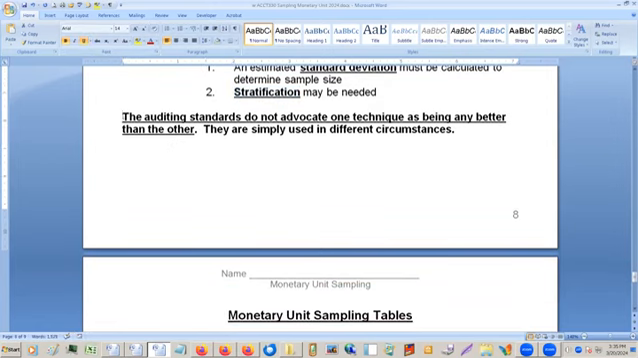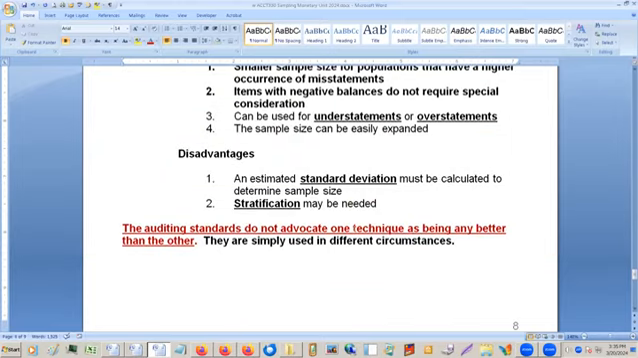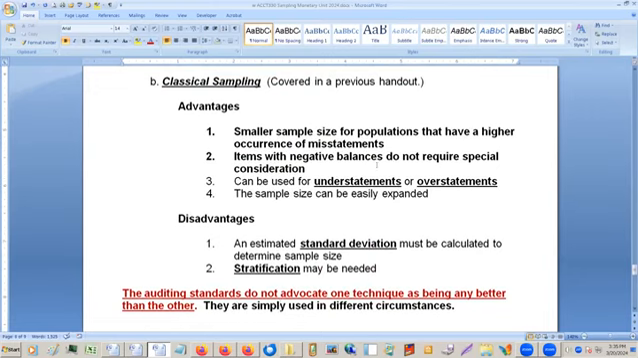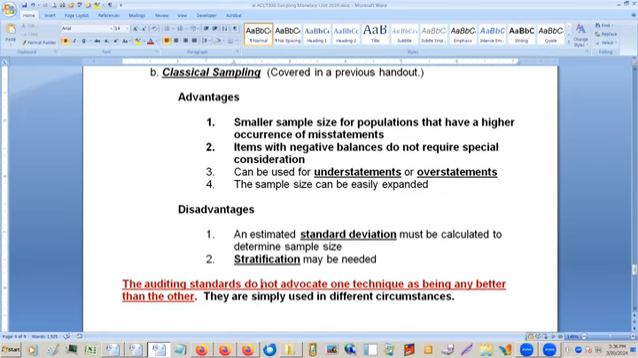The auditing standards do not advocate one technique over the other. They're simply used in different circumstances. Back in the wacky old days that I grew up in, they would talk about probability proportional to size as being the perfect sampling. This is the one you should be using if you can. And they've really toned that down. They said, no, it depends on your sample, whichever one you should pick.